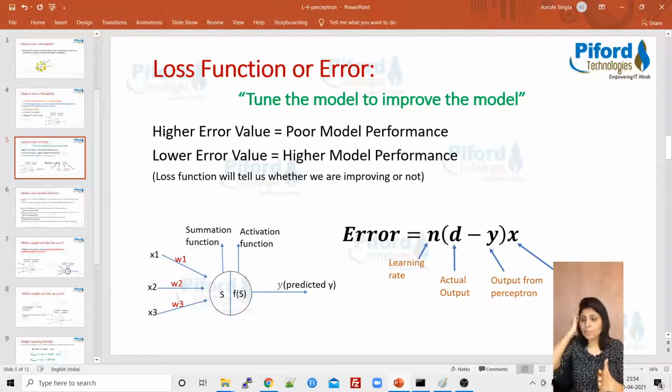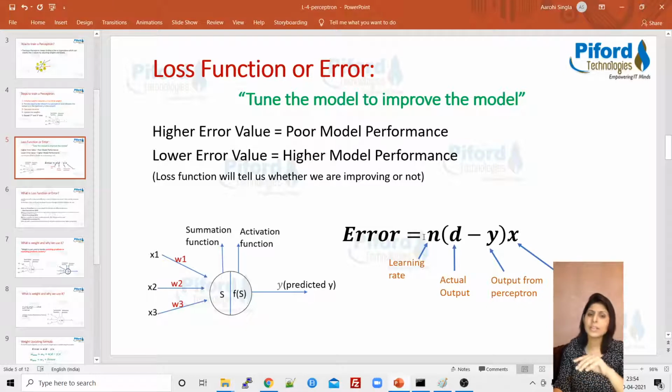All right, so the formula for error: how we can calculate the error. Whenever you want to calculate the error, this is the formula you have to follow. N is the learning rate. Don't worry about the learning rate; in my next class, I'll teach you what it is. D is the actual Y value. Y is the predicted Y value, which the perceptron predicted. X is the input.